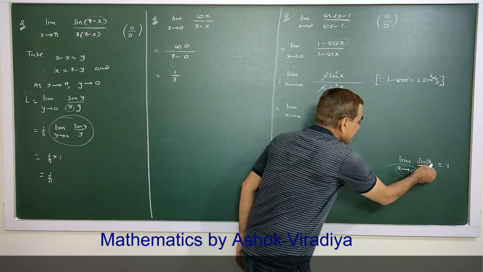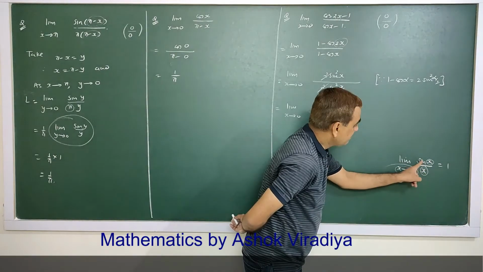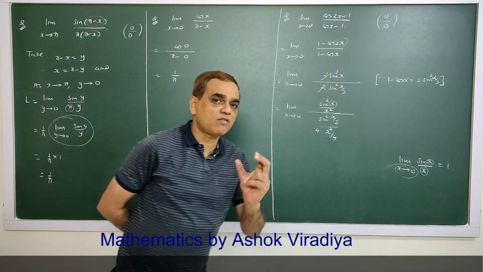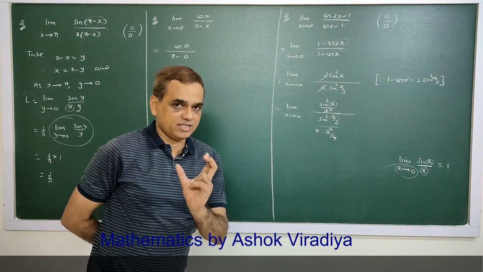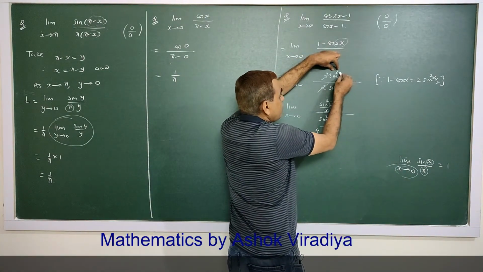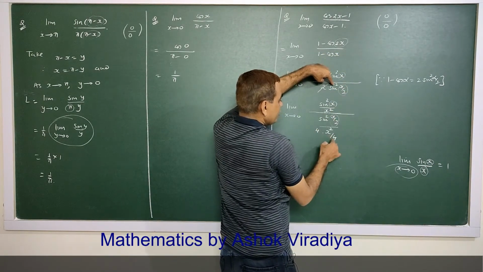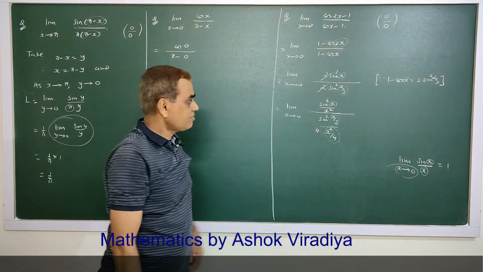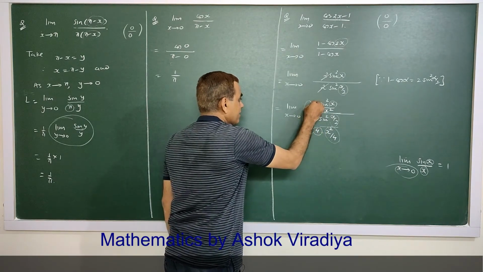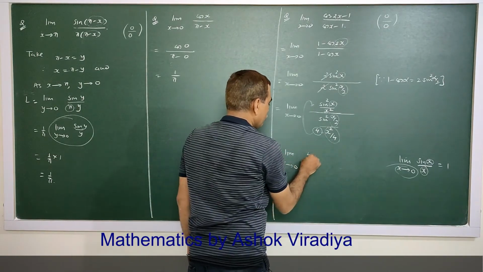Whatever number is here, the same number must be here. If here there is sine square, take the square of this number. If here sine cube, set here the cube of this number. So that is the way of setting the number in the denominator. Here square is given, so we set the square of this number in the denominator, which is x square by 4. Then this 4 comes in the numerator. So limit x tends to 0, 4 into.